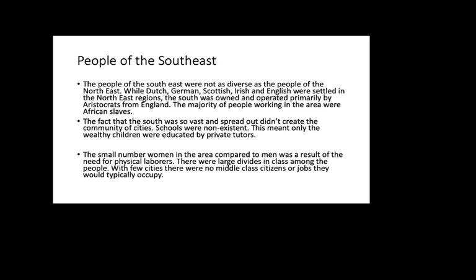The small number of women in the area was due to the need for physical laborers, right? There were large divides in the class system amongst the people as well. So class system is really, we talk about the rich, the middle class, and the poor. Because we didn't have cities, there weren't any middle class jobs, which meant that there weren't any middle class people that made a medium wage or a medium amount of money. So you had rich plantation owners and then slaves who were usually poor.